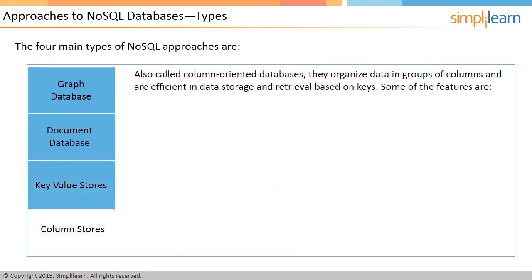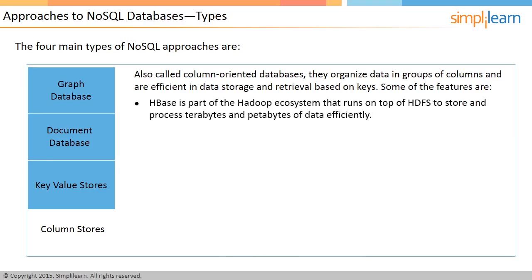Last is the column stores. These are also called column-oriented databases. Column stores organize data in groups of columns and are efficient in data storage and retrieval based on keys. Some of their features are: HBase is part of the Hadoop ecosystem that runs on top of HDFS to store and process terabytes and petabytes of data efficiently.